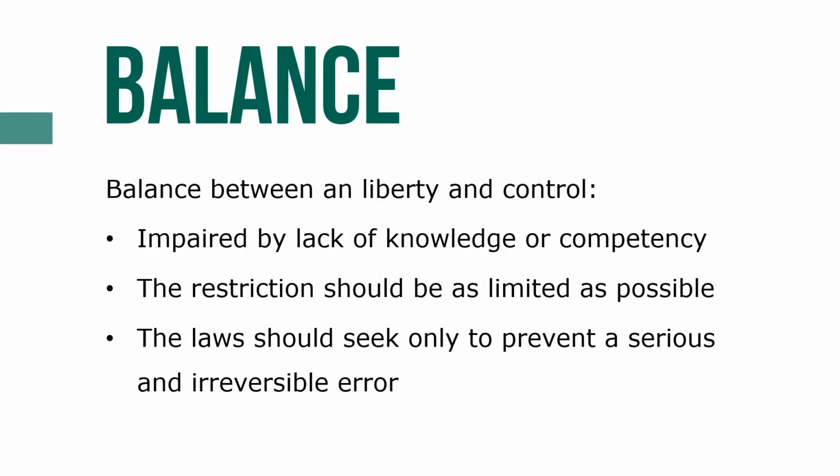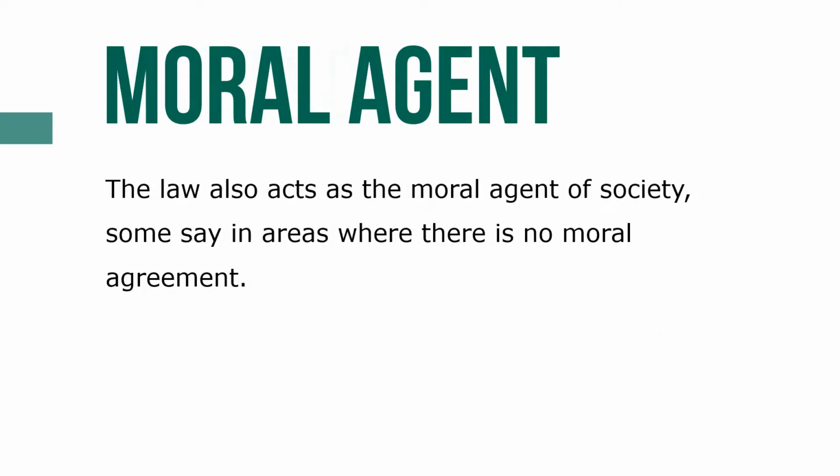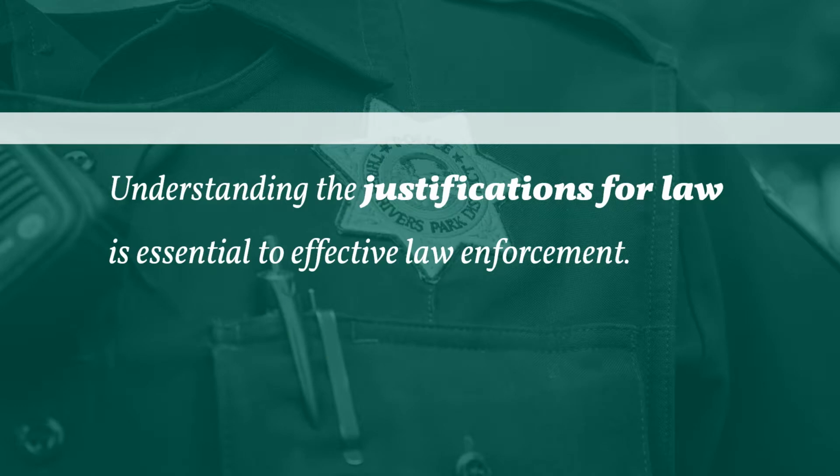These rules try to create a balance between an individual's liberty and government control. Where individuals are impaired by lack of knowledge or competency, the restriction should be as limited as possible, and the laws should seek only to prevent a serious and irreversible error. The law also acts as a moral agent of society, some say in areas where there's no moral agreement. This rationale is called moralism. Understanding the justifications of the law is essential to effective law enforcement.